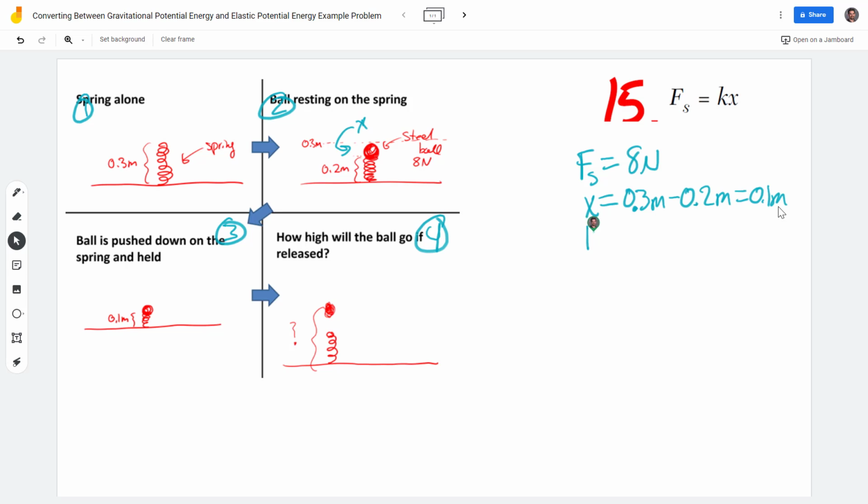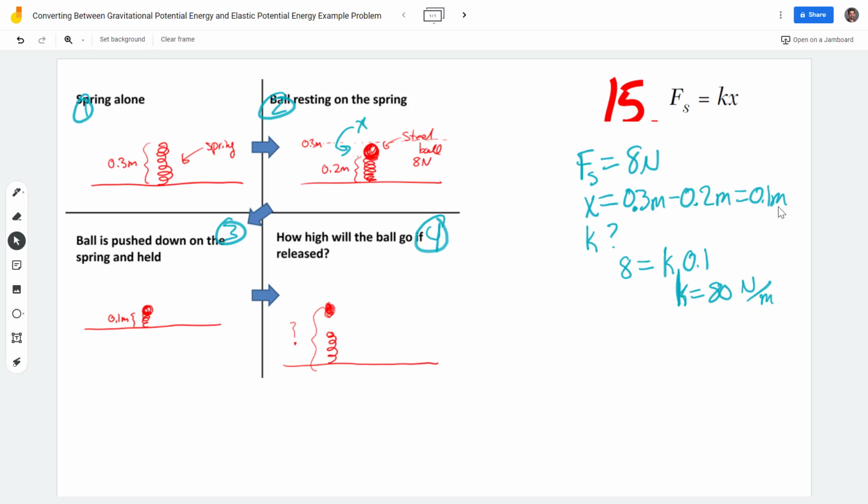And we're going to try to find what k is. So we'll put these values into the equation, and k is equal to, it should be a lowercase k, 80 newtons per meter. It takes 80 newtons to compress it a meter, and so it only takes 8 newtons to compress it 1/10 of a meter. That makes sense.